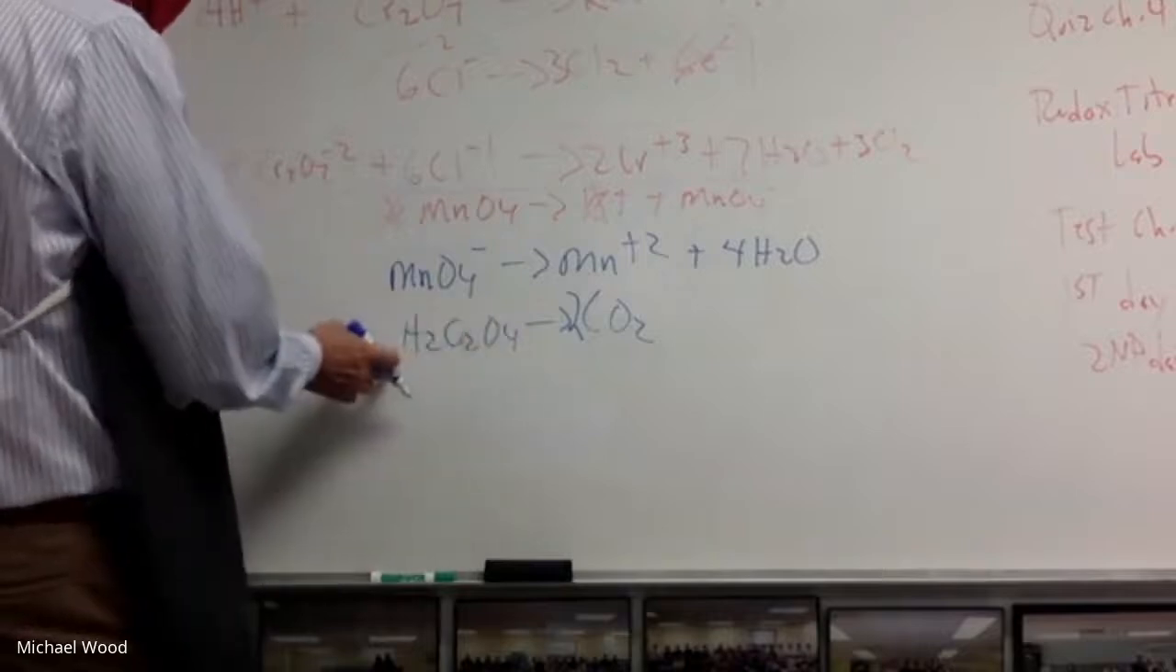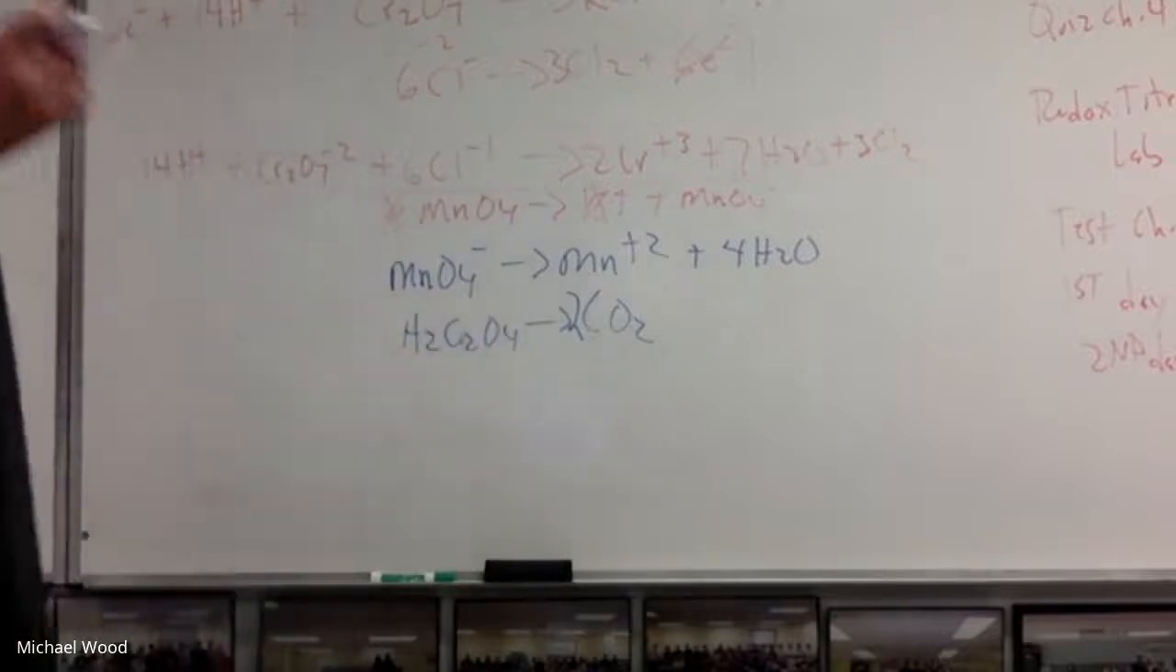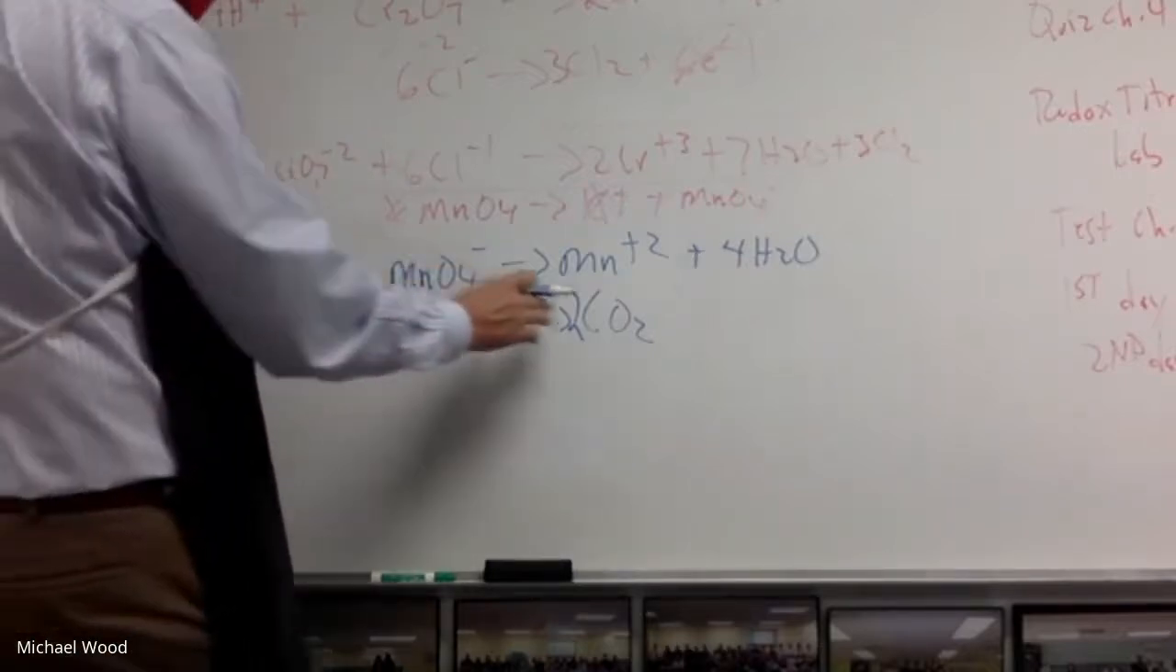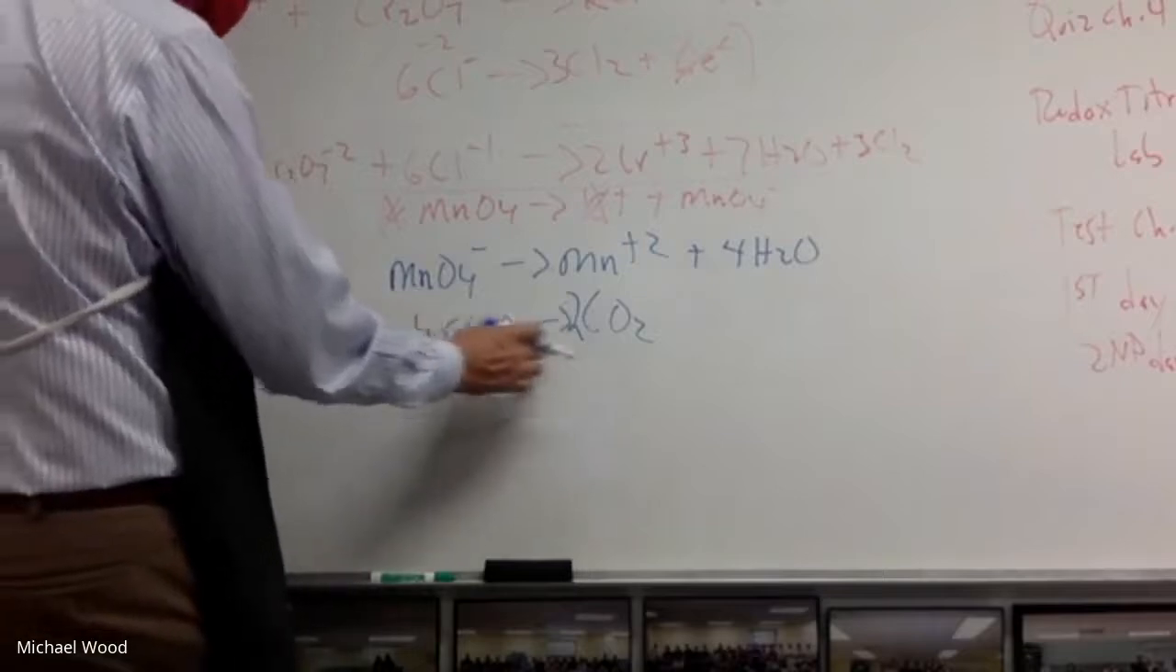And this, guys, is the oxalic acid. It's a white solid, and I weighed it out. I weighed 0.19 or something like that, 0.1936 or something like that. So the carbon is balanced, and here the oxygens are balanced.